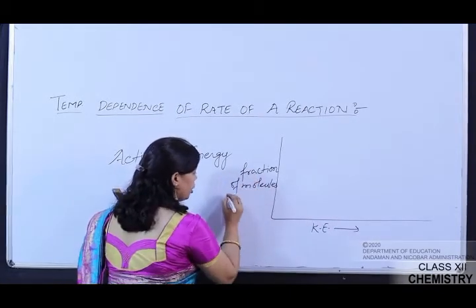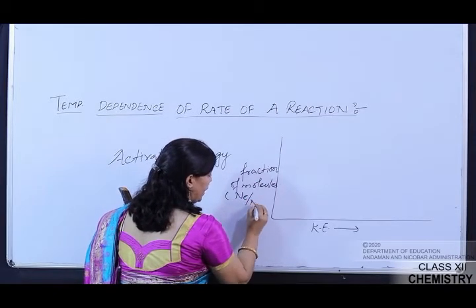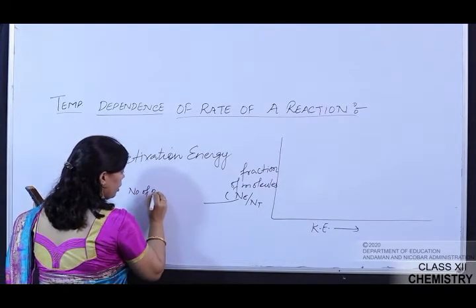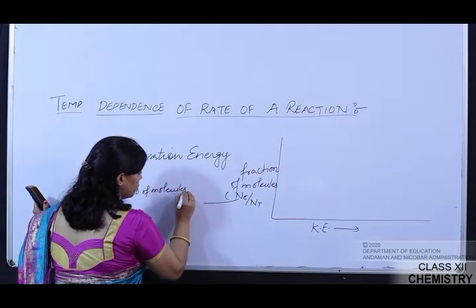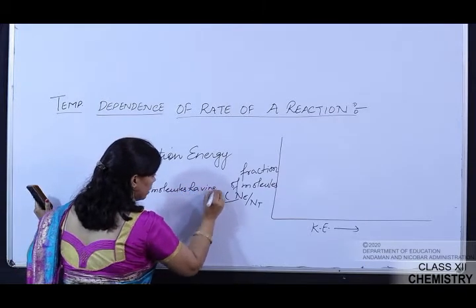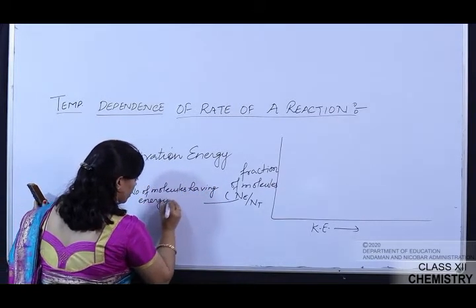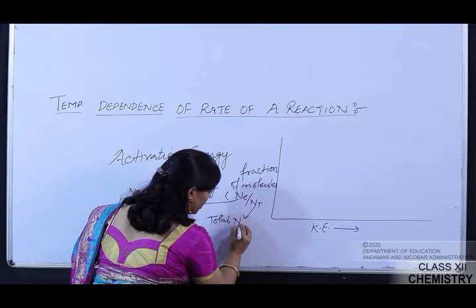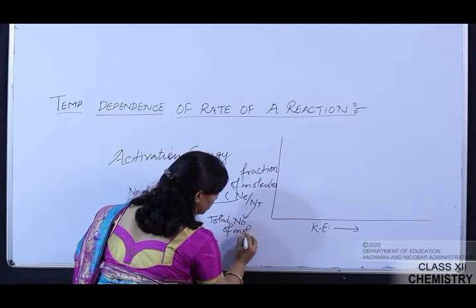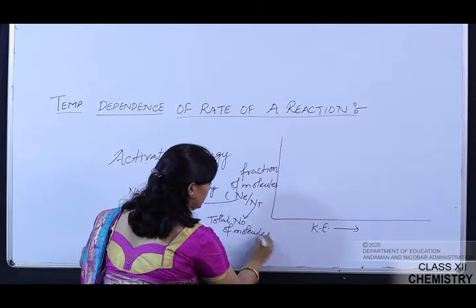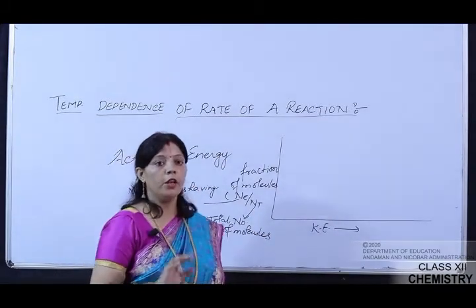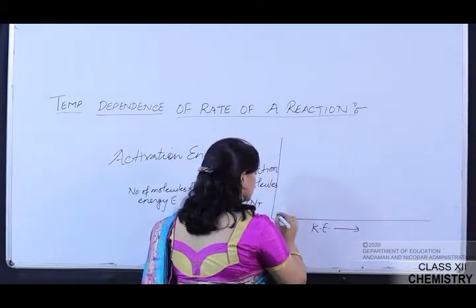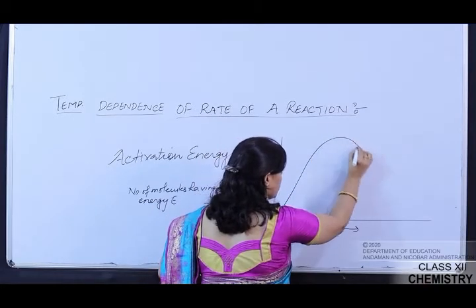The fraction of molecules is equal to Ne divided by Nt. Here Ne is the number of molecules having energy E, and Nt is the total number of molecules, and this Ne by Nt represents the fraction of molecules with a given kinetic energy. On the x-axis I represent the kinetic energy. So this curve is named the Maxwell-Boltzmann distribution curve.